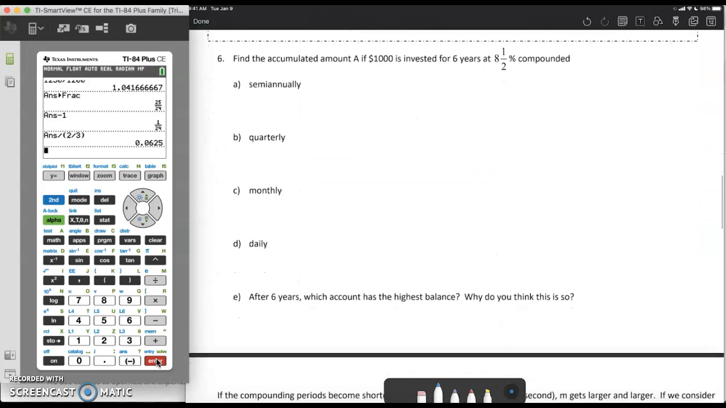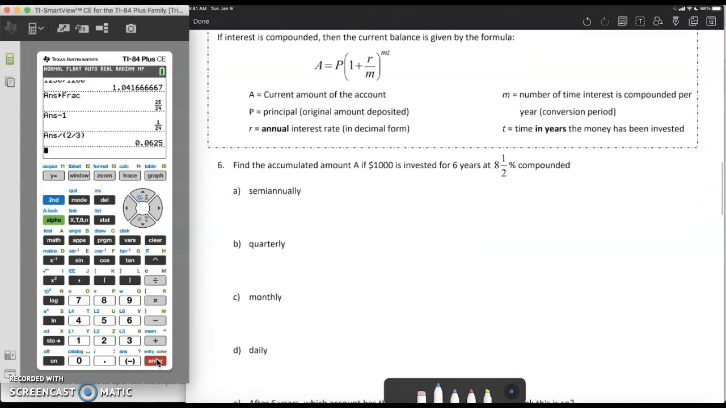Okay, so let's find, using this formula, the accumulated amount, A, if we invest $1,000 for 6 years at a huge interest rate, 8.5% interest compounded these different times. So these are all going to be set up similarly. The only thing that's going to change is that M value.